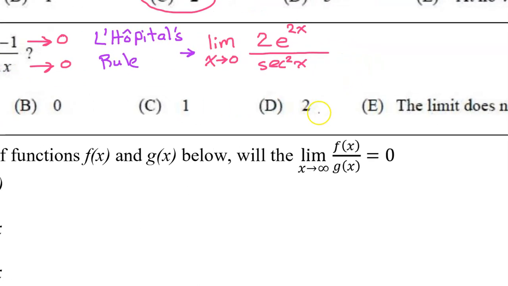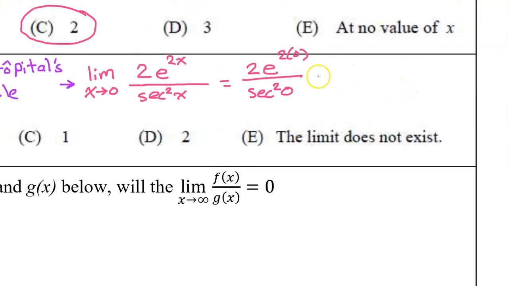So let's see what happens if we do direct substitution now. The 2 times x becomes 2 times 0, so this is e to the 0 power. Let me just go ahead and show this, I guess. So we'll have 2 e to the 2 times 0 power over secant squared 0. So this is e to the 0 power, which is 1, and 2 times 1 is 2.